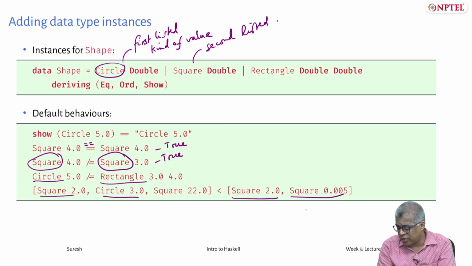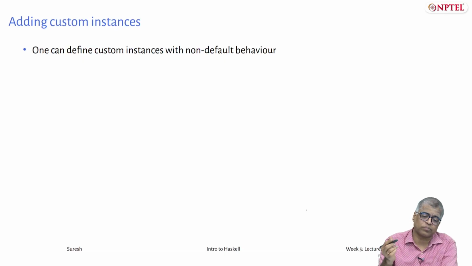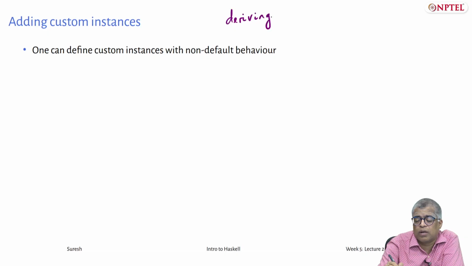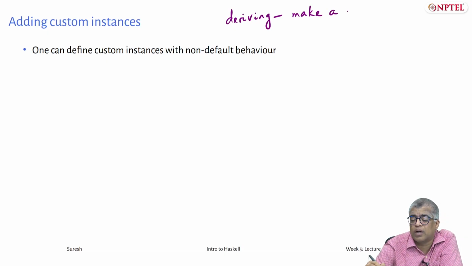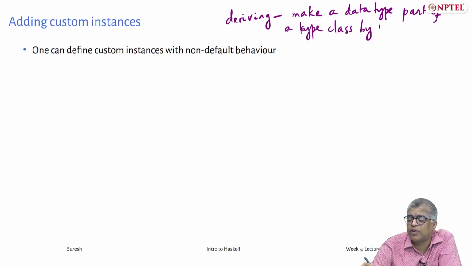Maybe you can have saner definitions of less than. Yeah, so notice that deriving only makes a data type part of a type class by providing default behavior. This is the important thing, default implementation.